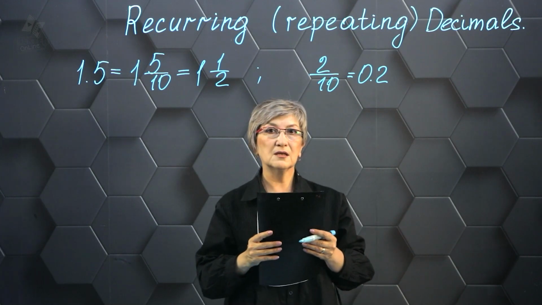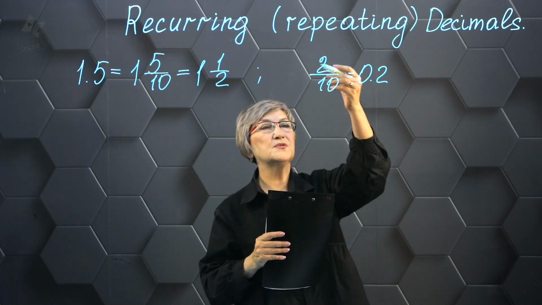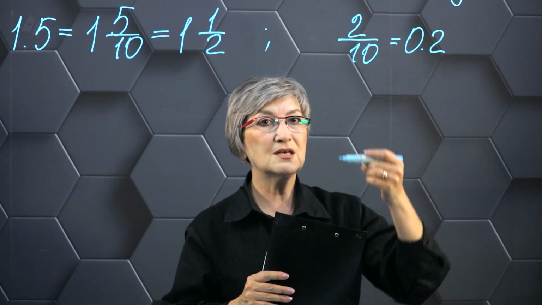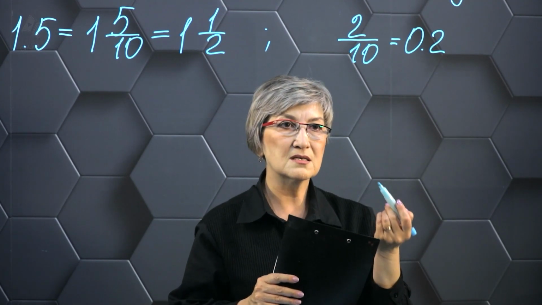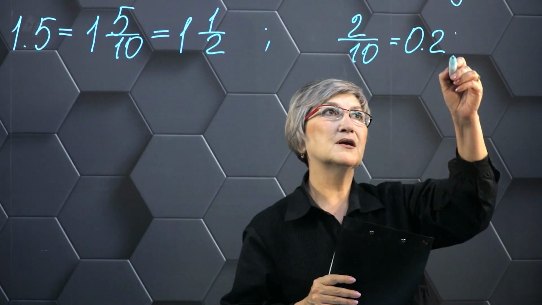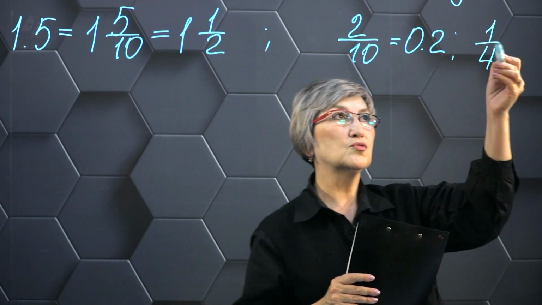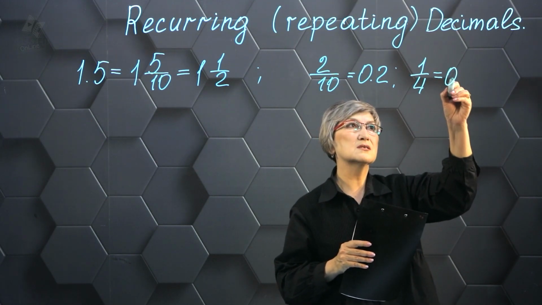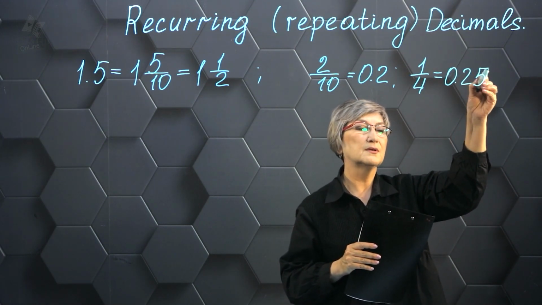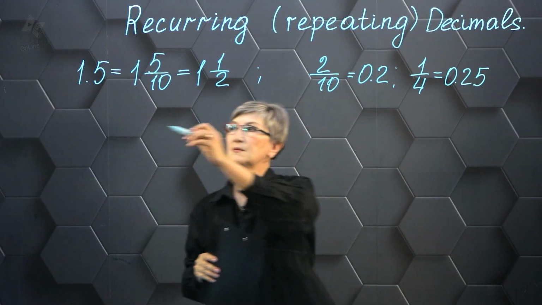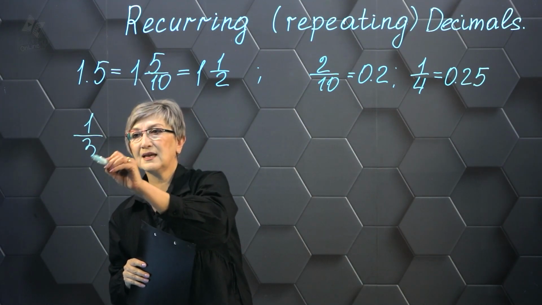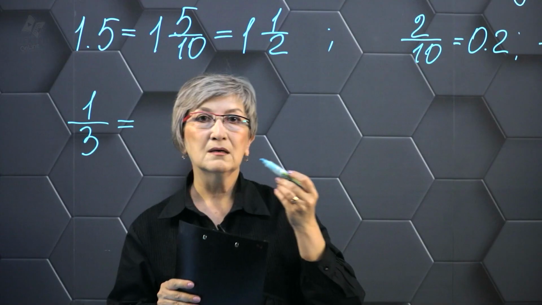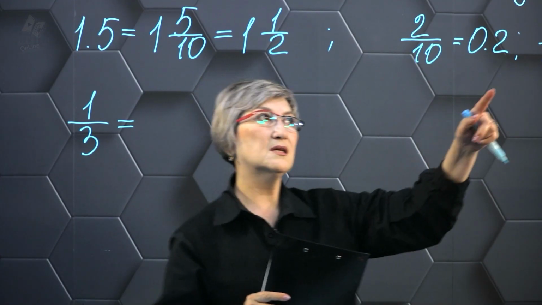Why is that so? The fact is that if I write down a fraction 2/10, then I can write this fraction as a decimal fraction. Even if the denominator isn't 10, 100, 1,000, and so on, like the fraction 1/4, then I can write that fraction as a decimal too. 0.25. But if I need to write the number 1/3 as a decimal, I can't do that. Why not?